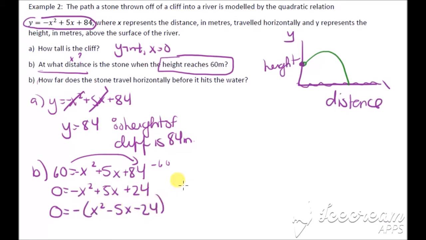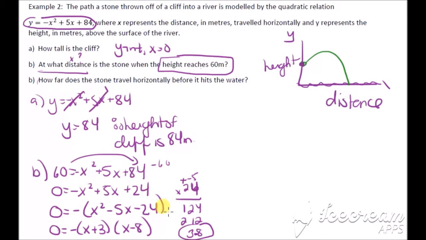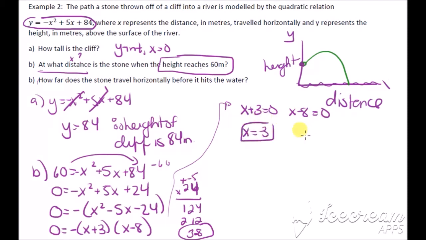And now what two numbers multiply to 24 and add to negative 5? 1 and 24, 2 and 12, 3 and 8. 3 and 8 works. And the negative is going to go on the 8. So x plus 3, x minus 8. And sorry, we're going to go up here. We're going to set x plus 3 equal to 0, and then x minus 8 equal to 0. So we get x equals negative 3, and then x equals 8.